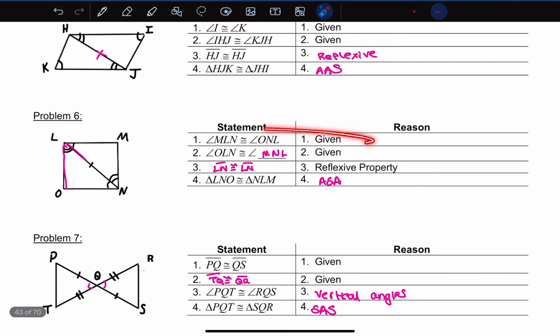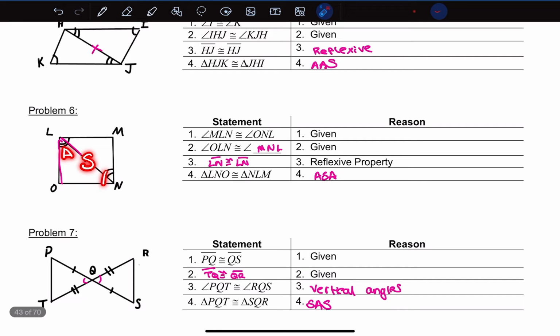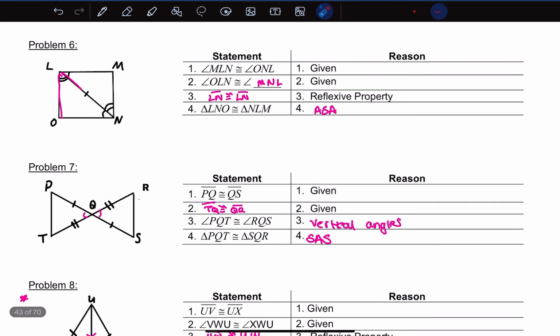We're given two pairs of congruent angles. They didn't name it for you here, so what you had to do is use the fact that OLN has 2 marks to state that MNL would be the corresponding congruent angle, and then again, reflexive, state that the side is congruent to itself. But here we have angle, side, angle. It is sandwiched, so we're going to use angle, side, angle in this proof.